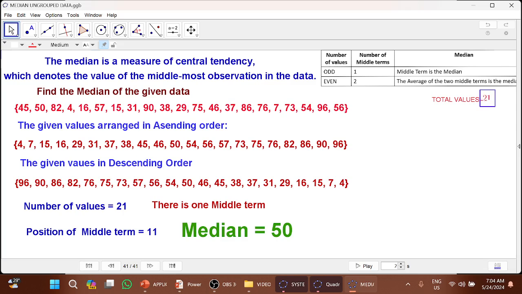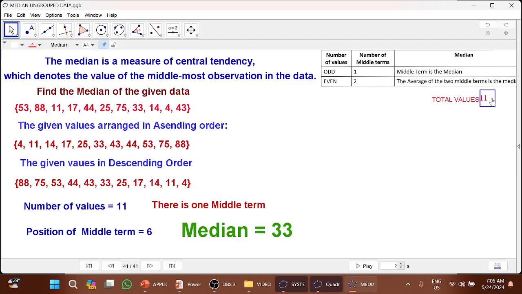The total number of values can be directly entered by you. That's all. This GeoGebra worksheet tells you directly. For example, I have only 11 values. That's all, 11 numbers are coming. Ascending order comes, descending order comes, and it tells you what the median is.